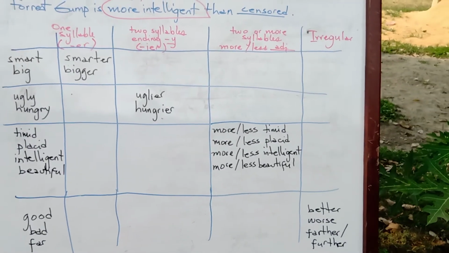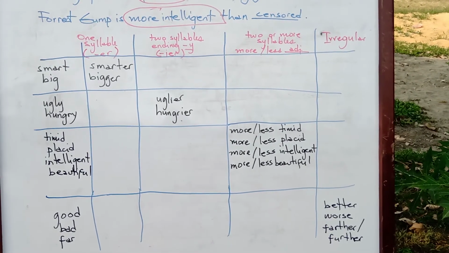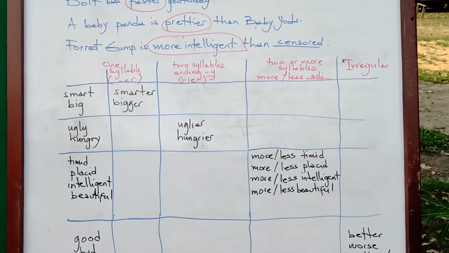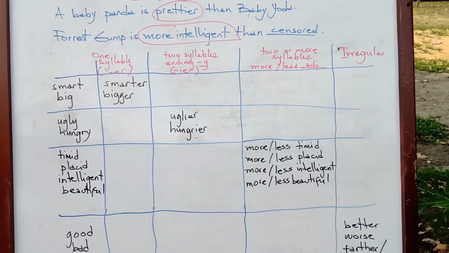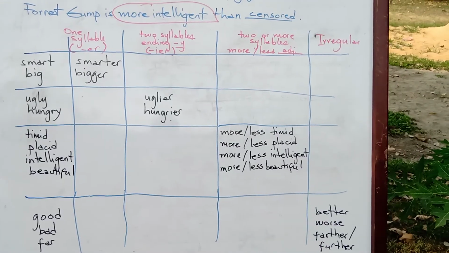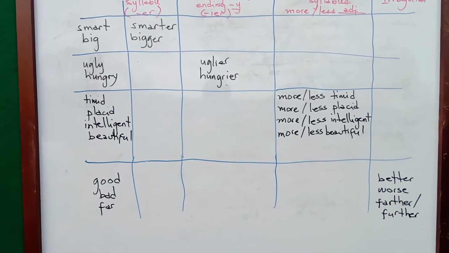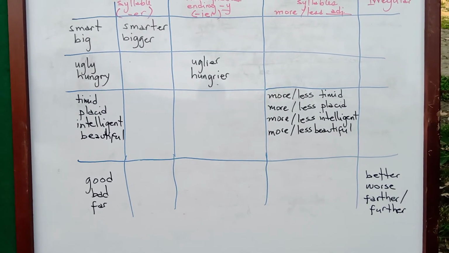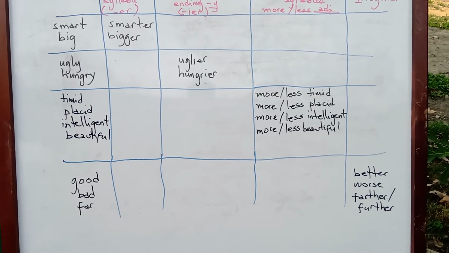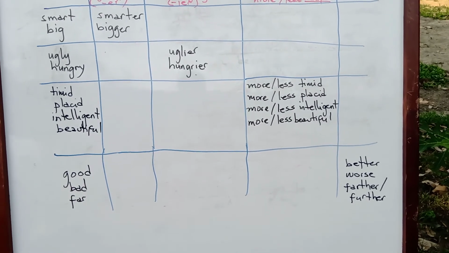Okay? So, these are the rules on how to form comparative adjectives. Let's review. When the adjective has one syllable, we are going to add er. Smart, smarter. Big, bigger. Tall, taller. Short, shorter. When the adjective has two syllables and ends in y, we're going to delete the y and write ier. Ugly, uglier. Hungry, hungrier. Heavy, heavier. Happy, happier.